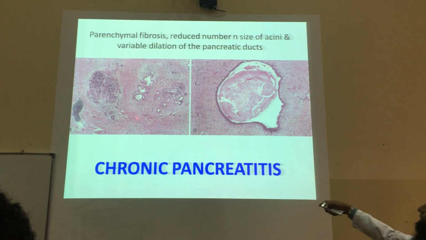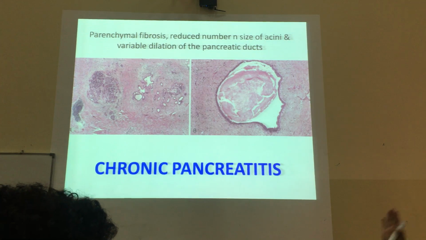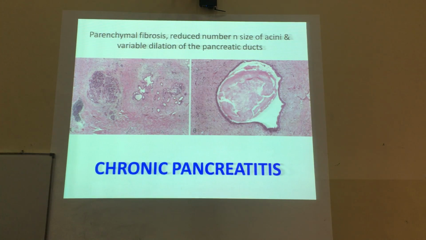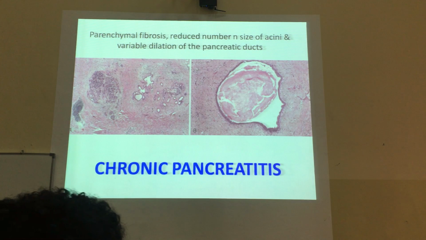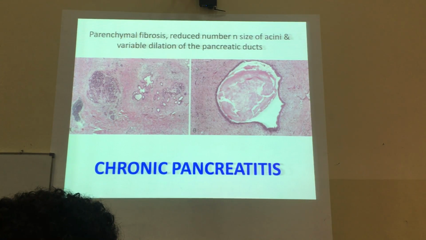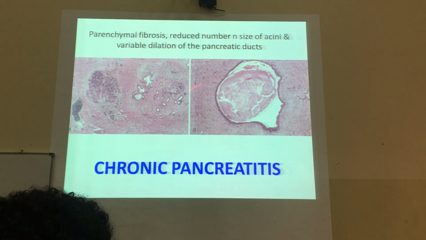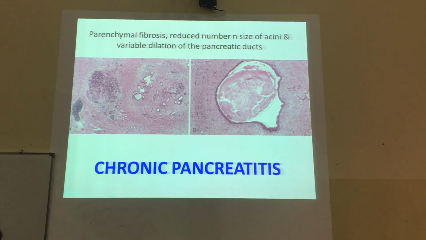A lot of areas will be there where you don't find the acini and ducts. So reduced number of acini and ducts are the important microscopic feature of chronic pancreatitis. There is variable dilatation of the pancreatic duct. Typically they can be variably dilated because of this chronic obstruction. So the secretions are building and building, making the ducts become larger and larger. So it could be very variable depending on the severity.